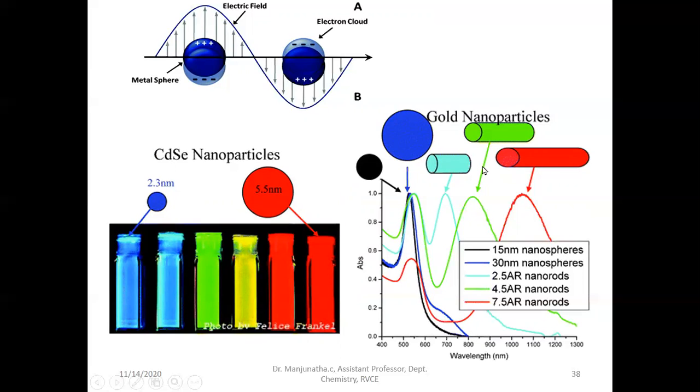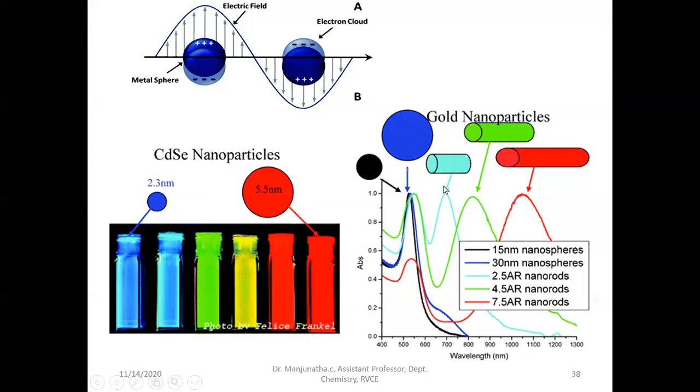However, if it is a rod shape, you can see two peaks because of two modes. One is the longitudinal mode as well as the transverse mode. Because of that, it absorbs two wavelengths and shows two peaks here. And if the aspect ratio increases, the length increases, see, they're all the same material, but they exhibit different absorption bands.